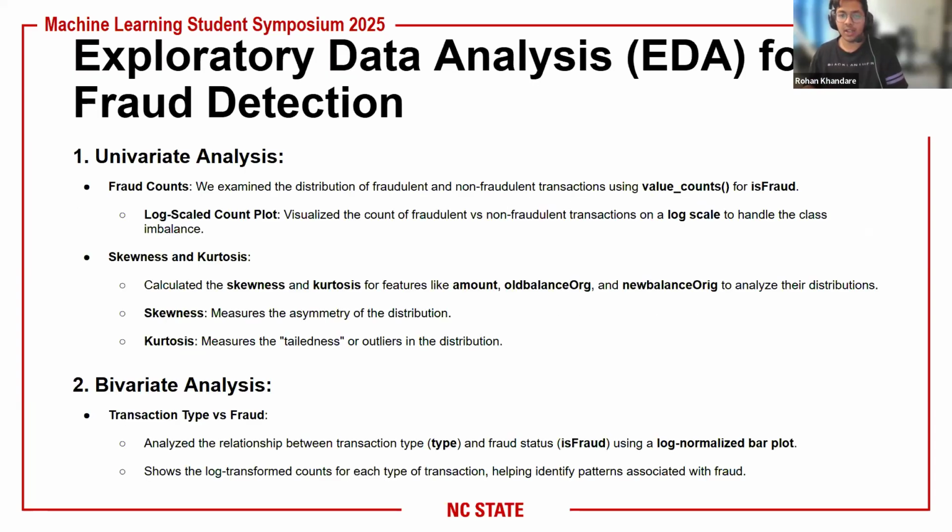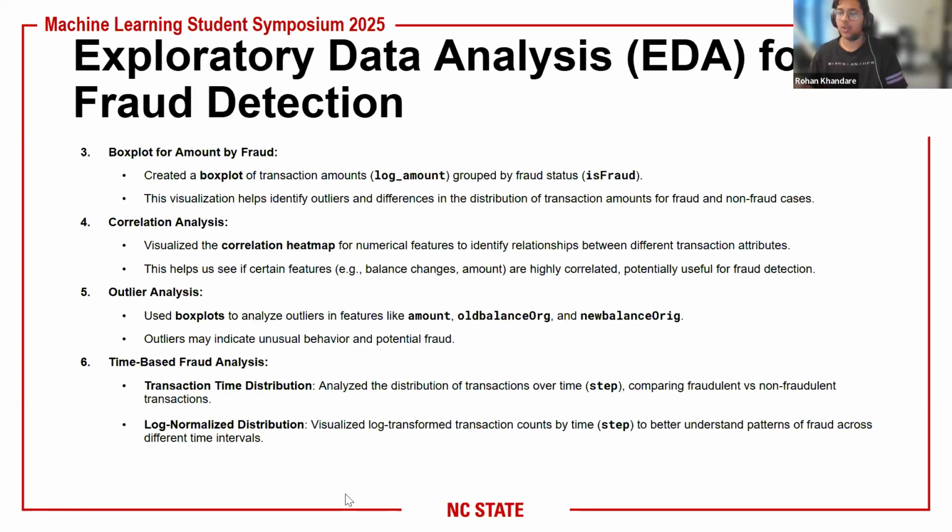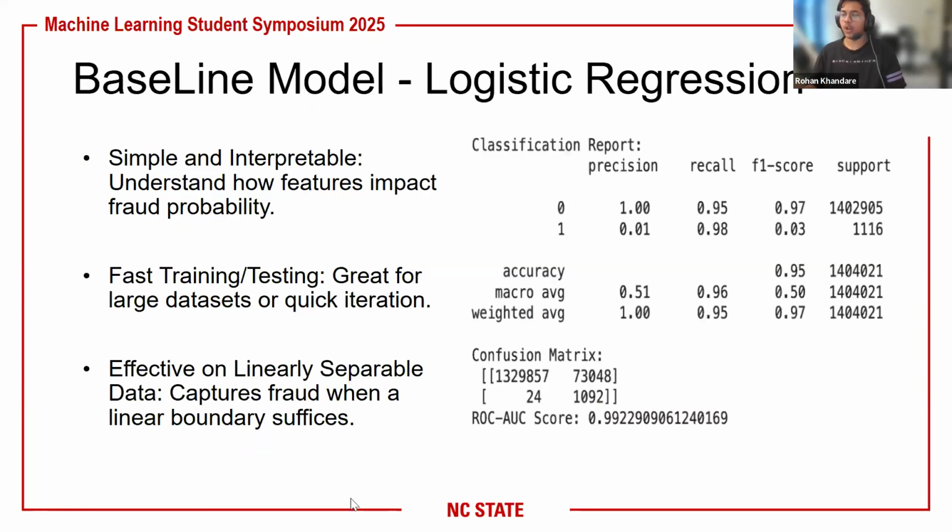Talking about the EDA, we focused on understanding the distribution of fraudulent and non-fraudulent transactions. We performed univariate analysis. We also performed bivariate analysis. Through univariate analysis, we calculated skewness and kurtosis for the features like amount and balance. So now over to Dhruv for explaining the baseline models.